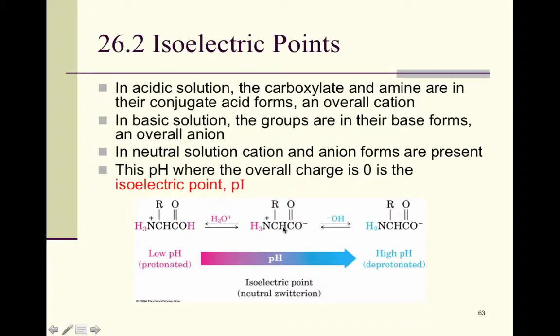So when we're looking at zwitterions, whatever pH the zwitterion is at, that's known as its isoelectric point. And you can see that instead of calling it pH, we call it a pI for isoelectric point.